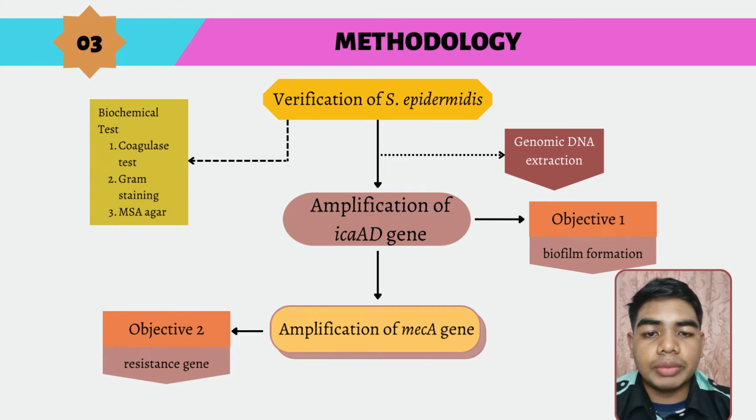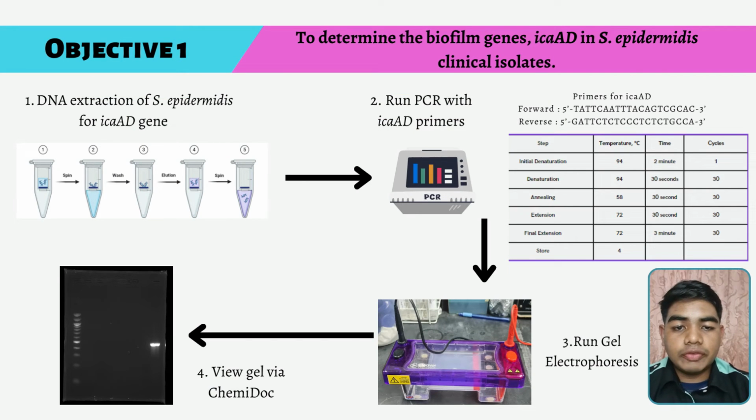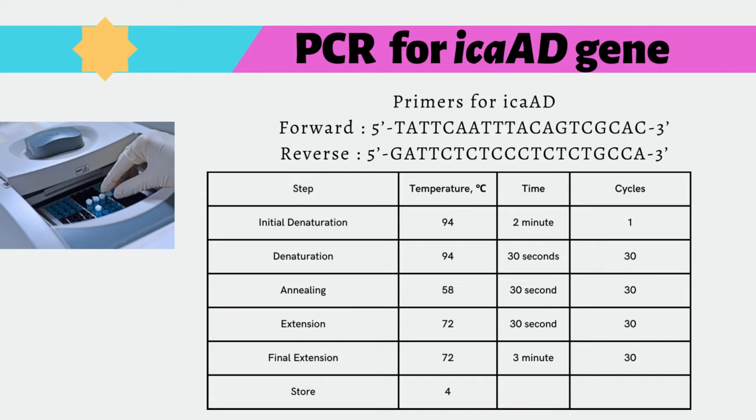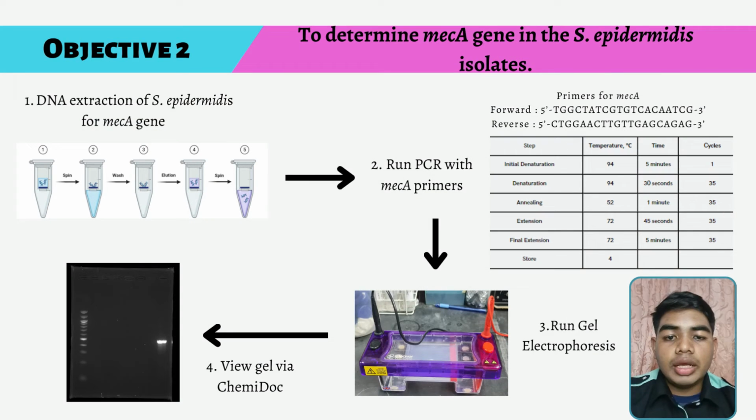My third part of this presentation is the methodology used in the study. This is my flowchart of my research on S. epidermidis. This is my flow on how I answer my objective 1 by amplifying the icaD gene with the singleplex PCR method. Same goes to my objective 2, which is to amplify the mecA gene using the singleplex PCR method with designated primers and steps in the PCR.